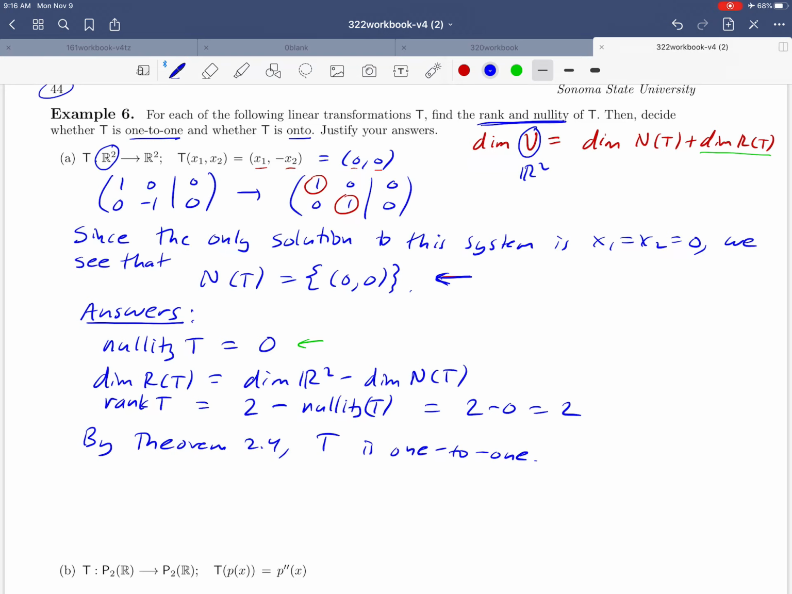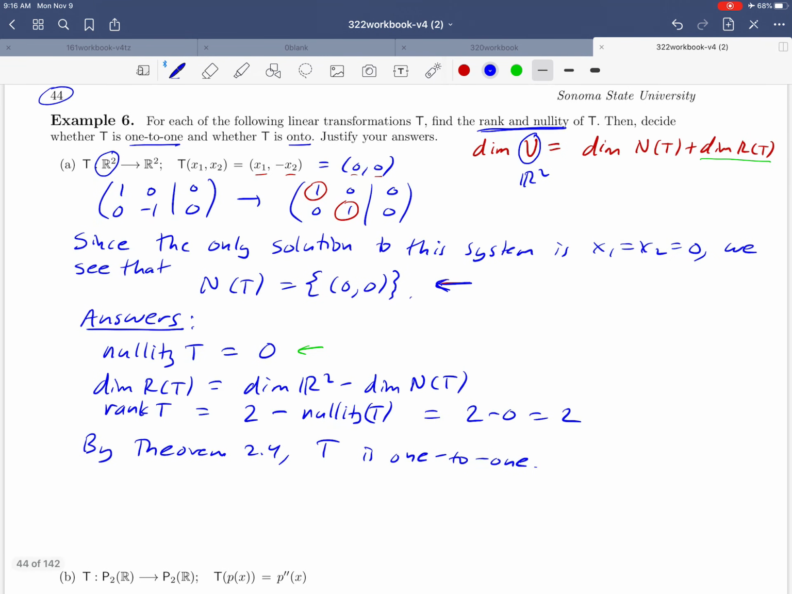And what about onto? Well, there's a sneaky way of convincing ourselves that this is onto. It starts by noticing that the dimension of the domain and the codomain are the same. They're both R2. And recall what theorem 2.5 says. It says that if the dimension of V and W, the domain and the codomain, are the same, then T being 1-to-1 is equivalent to it being onto. So the fact that we demonstrated that T is 1-to-1 means that it's also onto. And so that's going to be our last comment here by theorem 2.5.